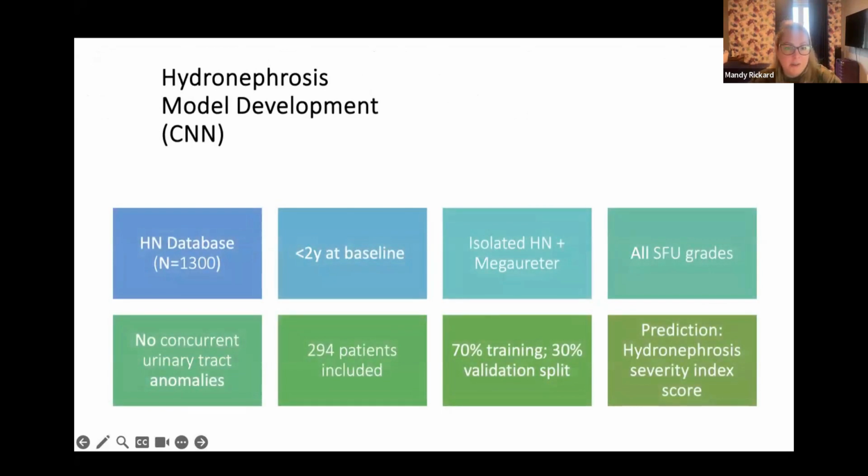So we looked at our hydronephrosis database. We pulled out all of the kids who are less than 2 years of age at baseline. We included isolated hydronephrosis and Megarder patients, and we included all SFU grades. We excluded people with other urinary tract abnormalities, which resulted in almost 300 kids being included. The data was split into 70% training and 30% validation. And what we wanted to predict was a hydronephrosis severity index score.